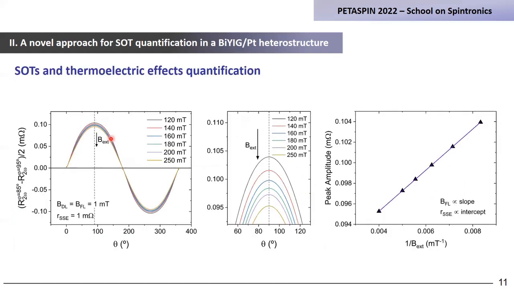Here, I'm plotting the difference of the second harmonic at 80 and 95 degrees as a function of the external field. We can observe a general decrease of the second harmonic signal, particularly noticeable here around theta equals 90 degrees, which is what I'm showing here in the close-up. This decrease in the second harmonic originates only from the field-like torque and not from the spin-Seebeck effect.